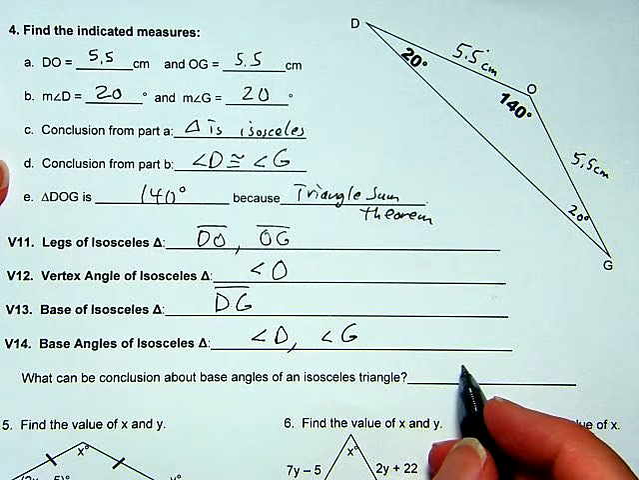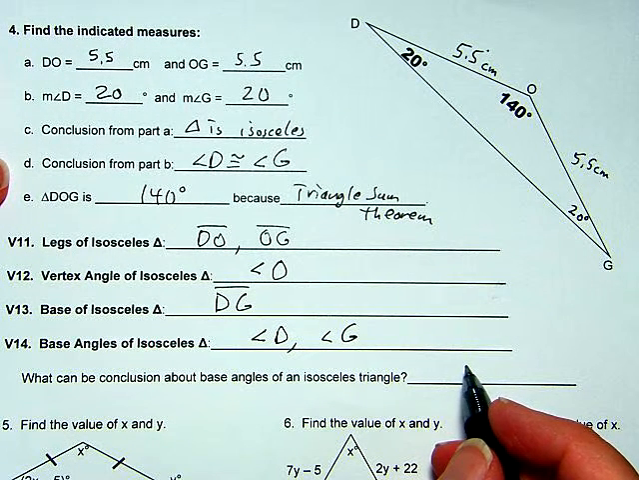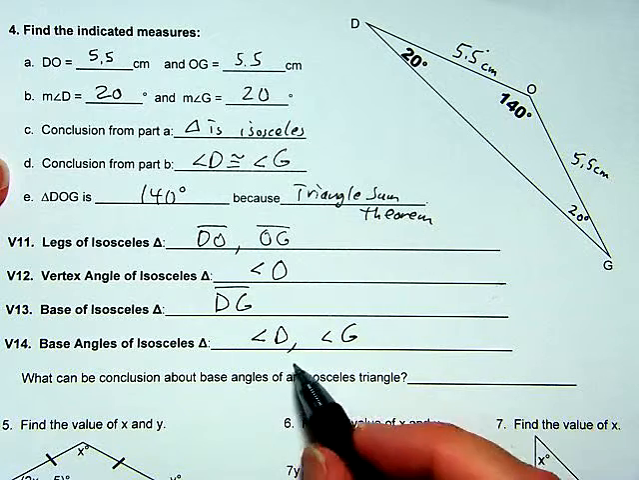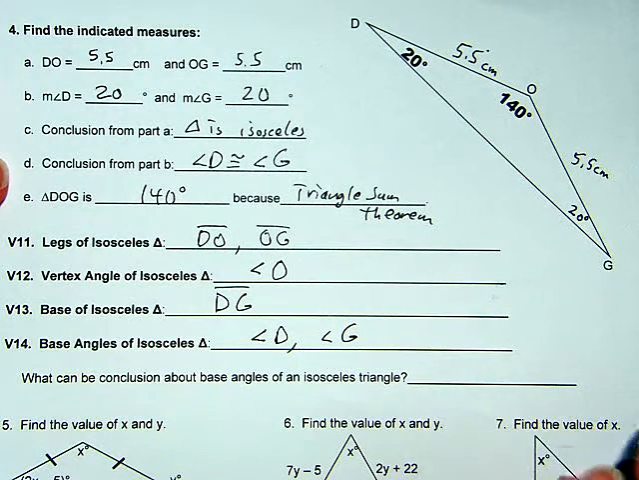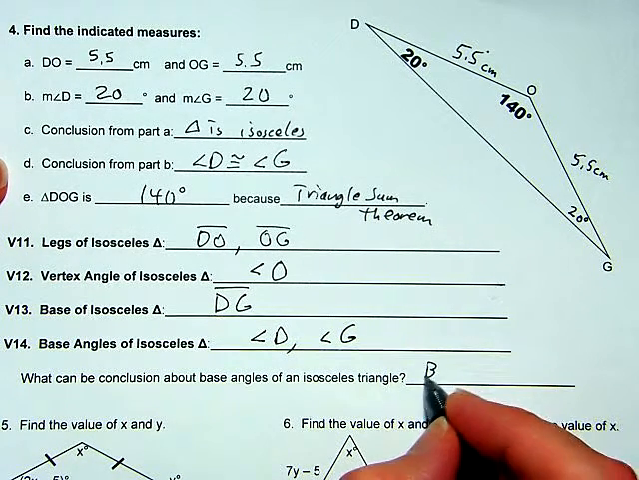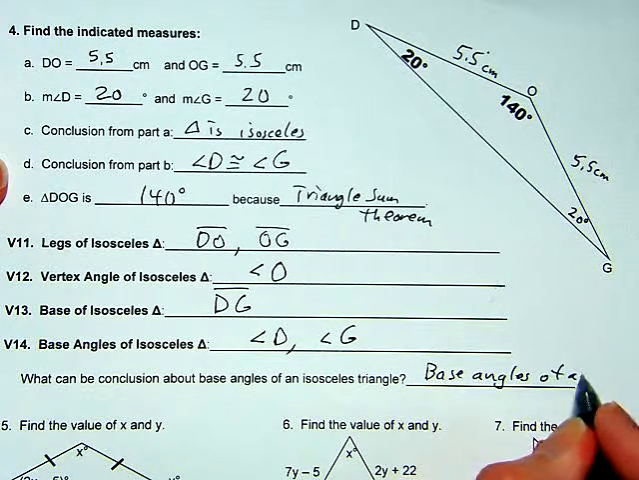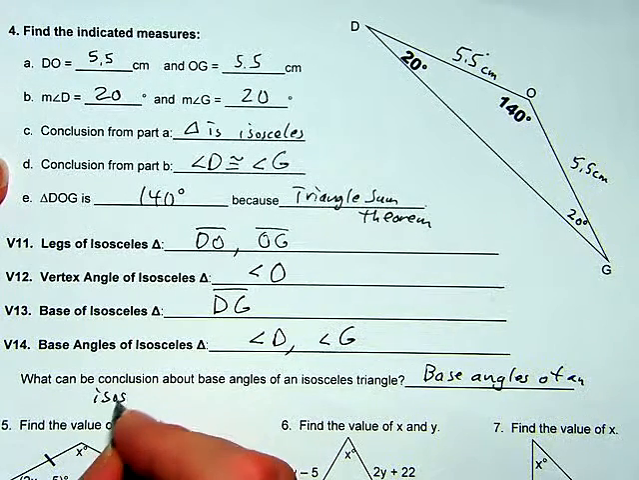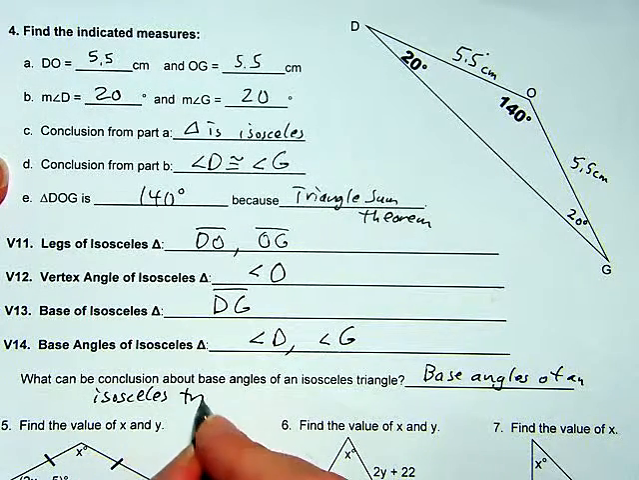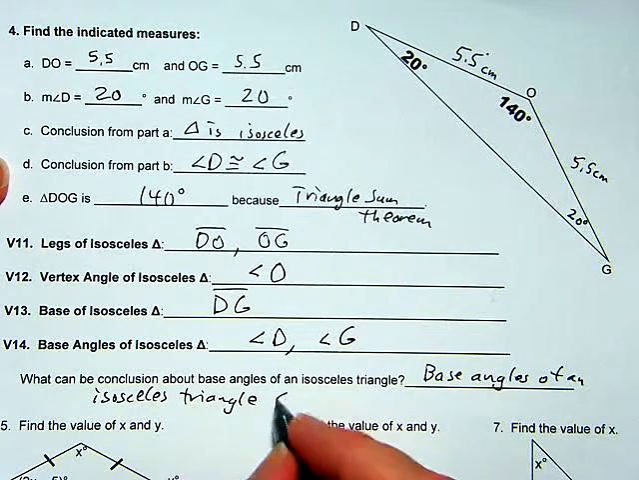The reason it's worth going through this very quick review is because we're going to have to use this fact about the base angles in a couple of problems that follow. So we have to remember that the base angles of an isosceles triangle are congruent.